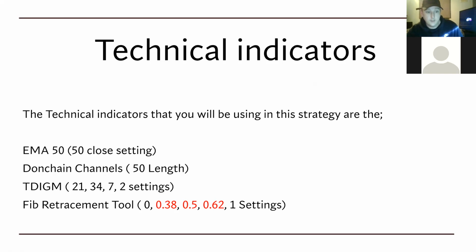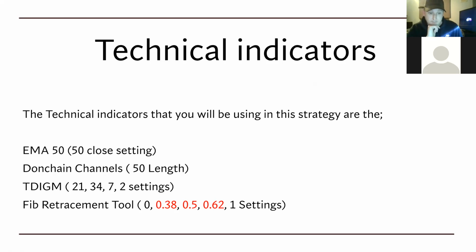The third technical indicator that we use in this strategy is called the TDI, and the settings that you want for that are 21, 34, 72. And the TDI is also referred to as Shark Money. And again, I'll show you that on TradingView in a second. And then the fourth, well, it's not really a technical indicator, but it's a technical tool, and that's the fib retracement tool.